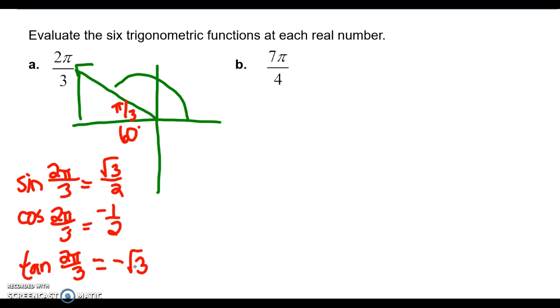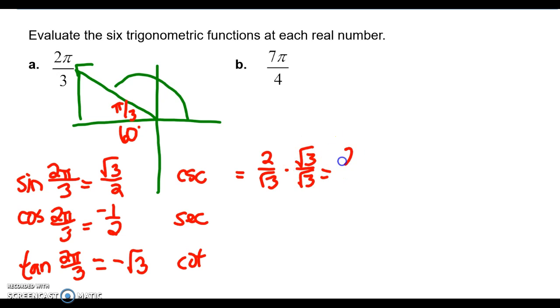I always do sine, cosine, and tangent first. Now when I go to do cosecant, secant, and cotangent, all I have to do is do the reciprocal. So for cosecant, it's going to be 2 over rad 3. And then, of course, I have to rationalize. So we'll get 2 rad 3 over 3.